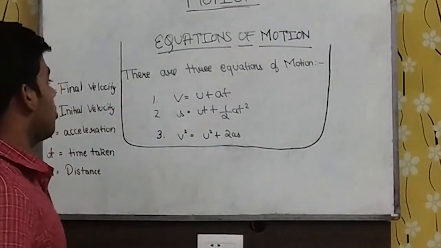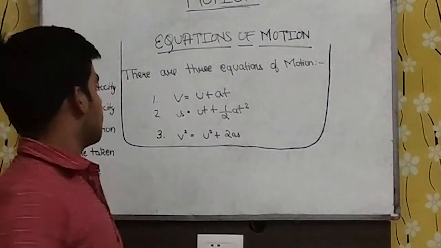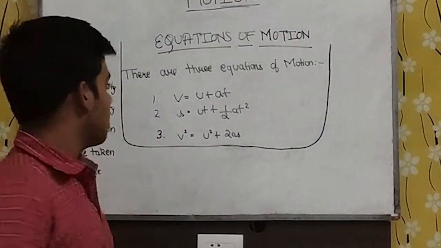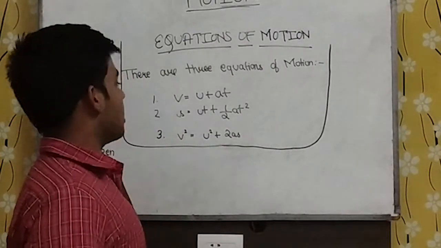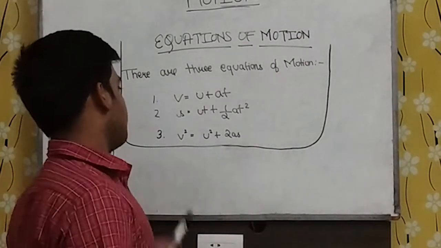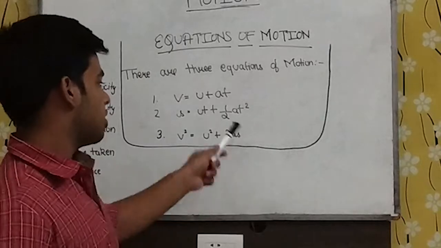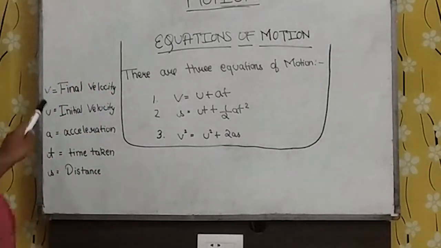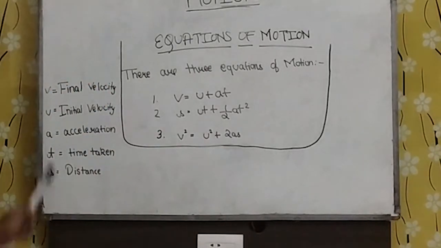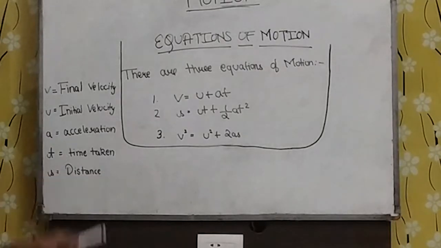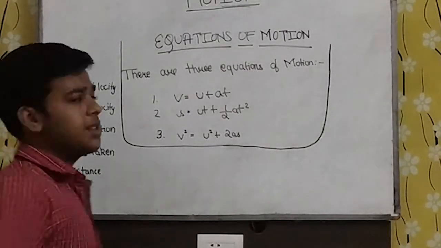There are three equations of motions. First, V equals to U plus AT. Second, S equals to UT plus half AT square. Third, V square equals to U square plus 2AS, where V stands for final velocity, U stands for initial velocity, A stands for acceleration, T stands for time taken, and S stands for distance.